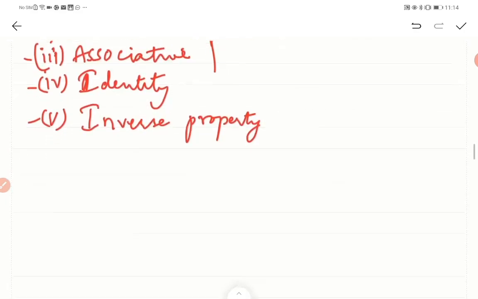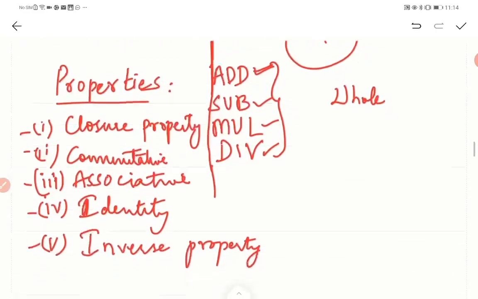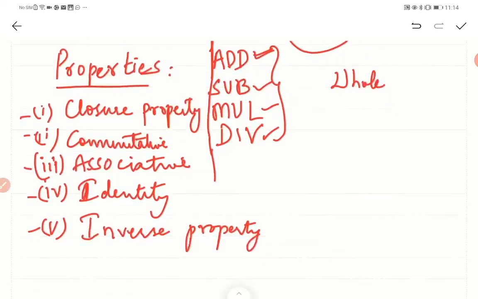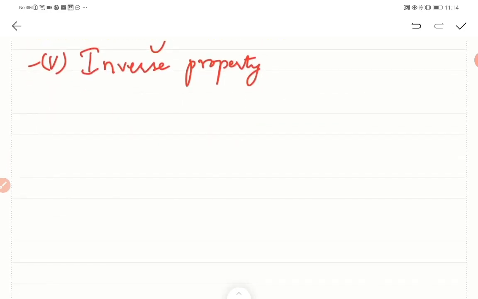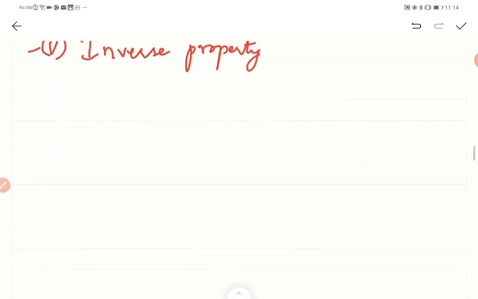Now what we will do is, instead of going operation wise, we'll go property wise. So first, closure property, how is it true or not for all these operations, we will see now. I think today we can complete our closure property for addition, subtraction, multiplication and division. So closure property first.